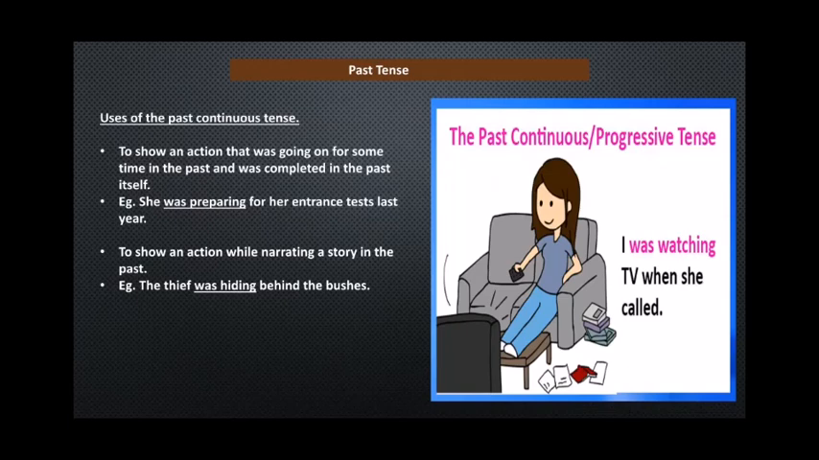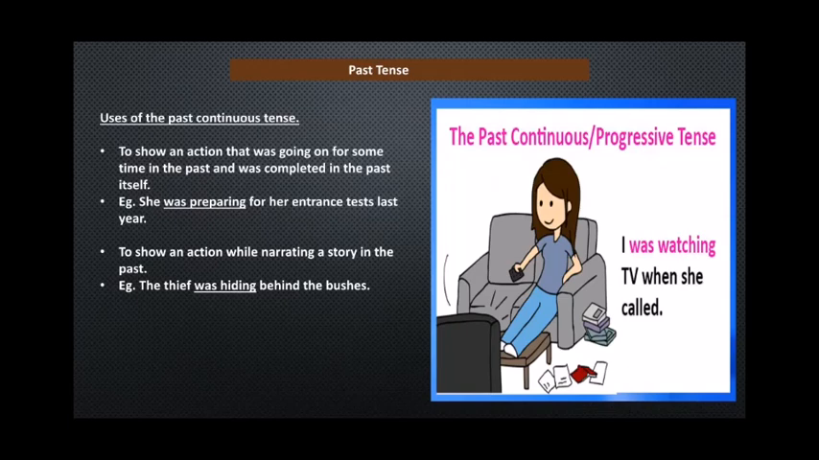Next we will see the past continuous tense. Let's see the uses. To show an action that was going on for some time in the past and was completed in the past itself. Example, she was preparing for her entrance tests last year. So was preparing is the past continuous tense.